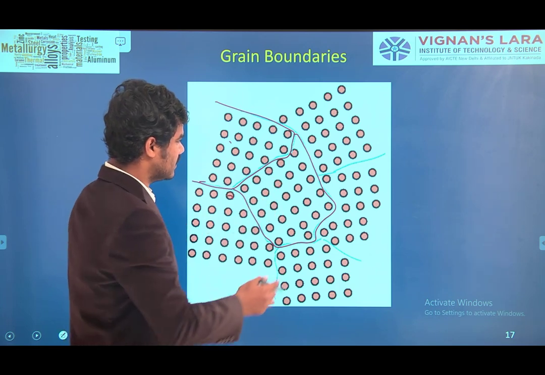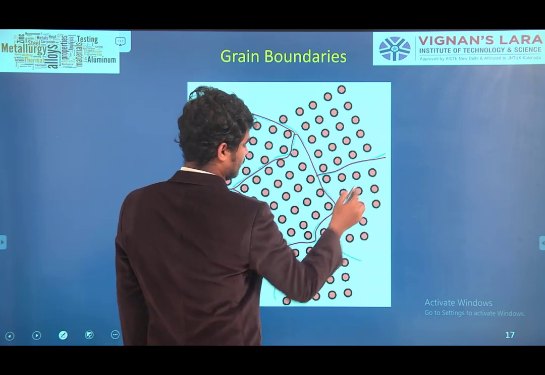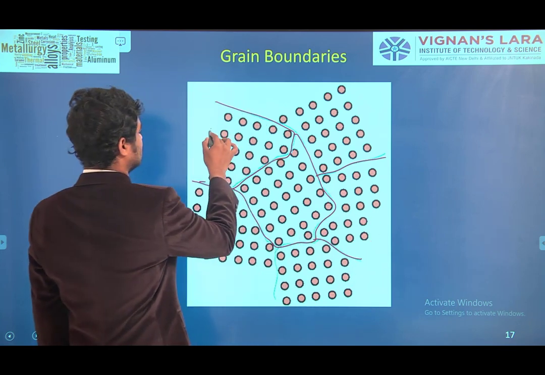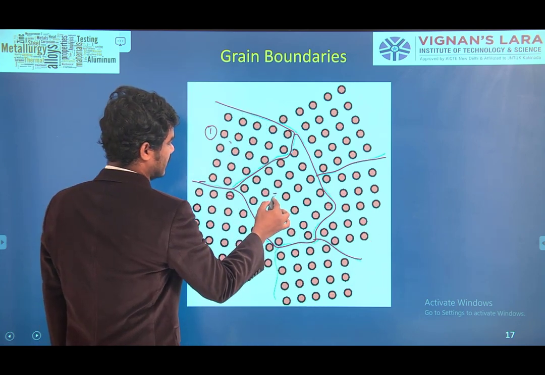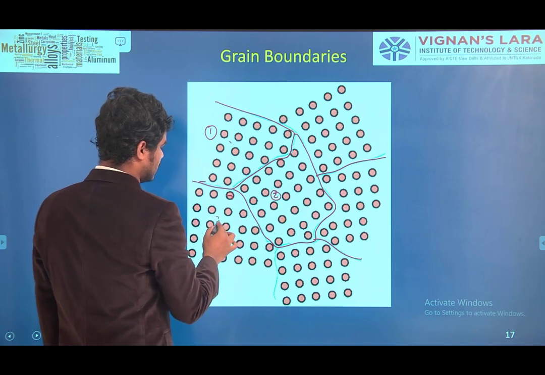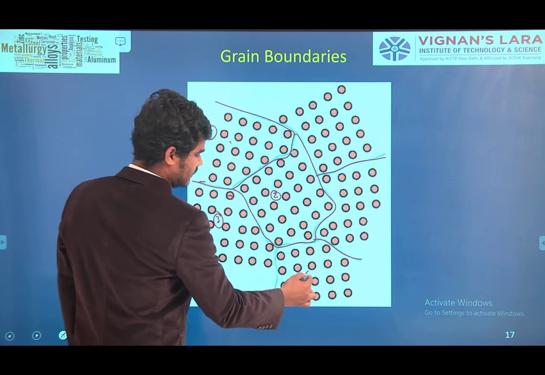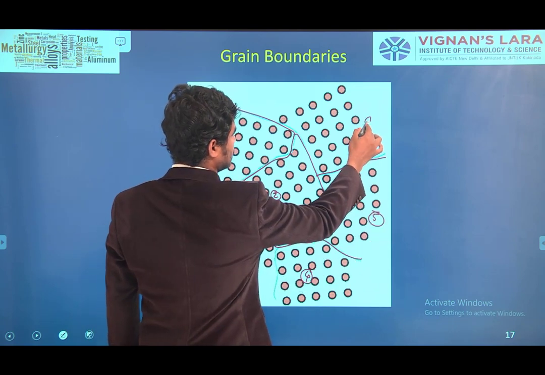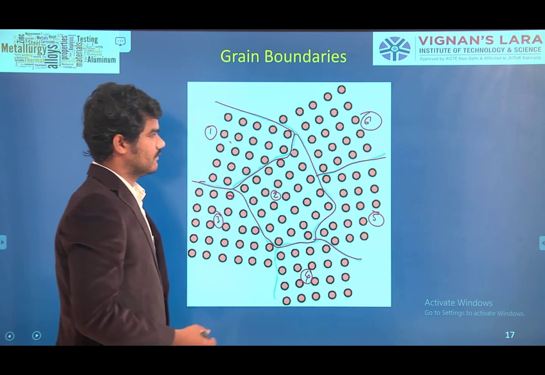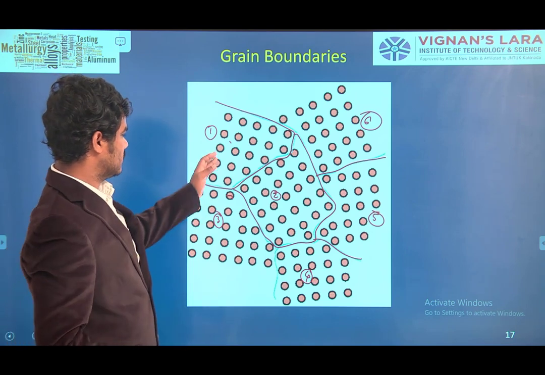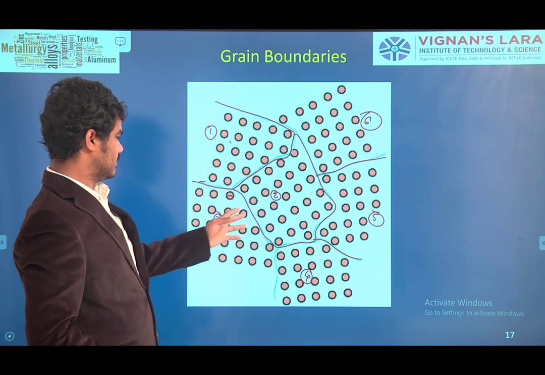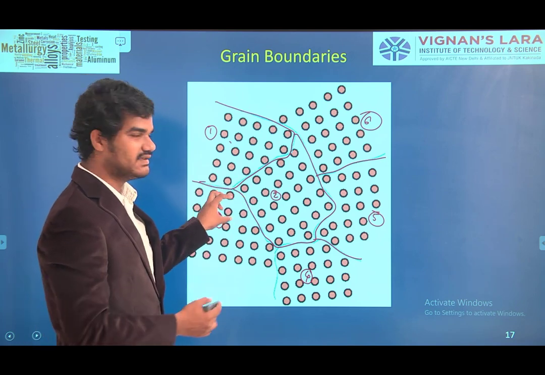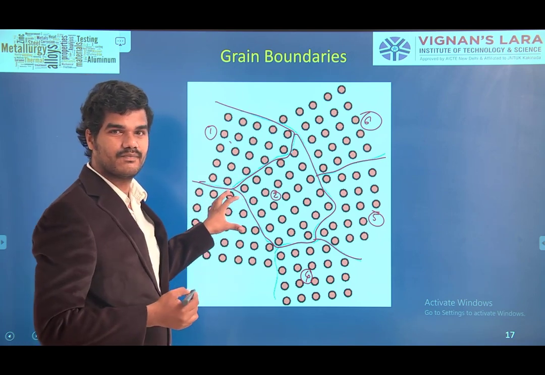So similarly here, this is of different shape. Let this be grain 1, this grain 2, this grain 3, this grain 4, this grain 5, and this grain 6. Grains 1 and 2 have different grain shapes, 1 and 3 have different grain sizes, but these two are adjacent to each other.